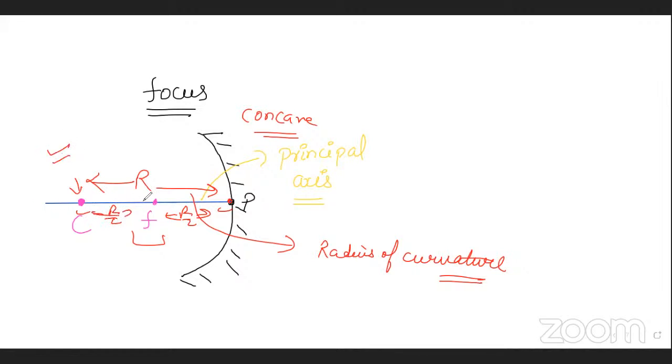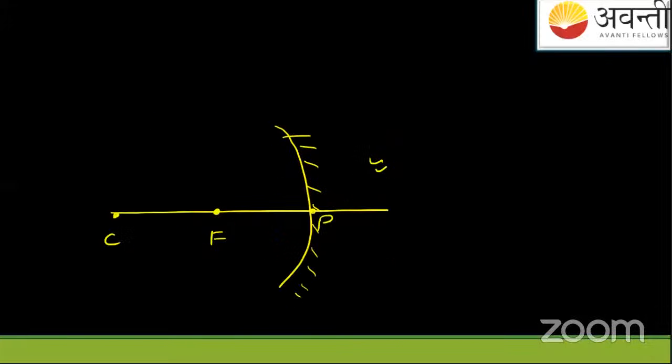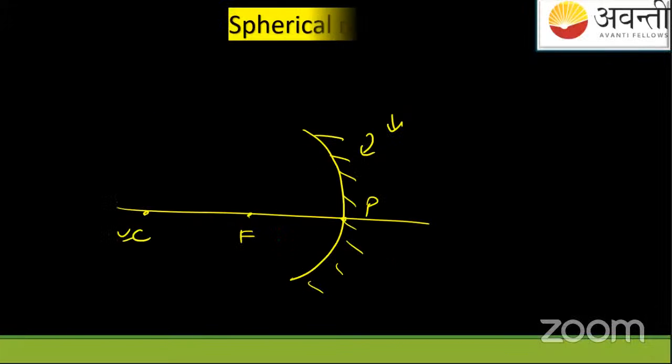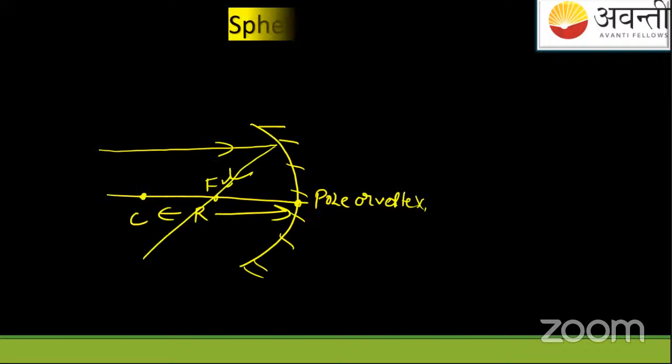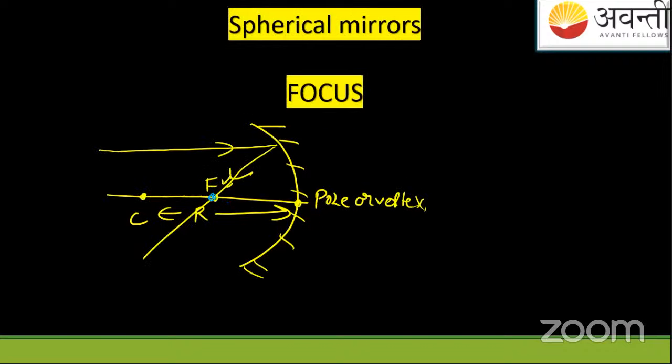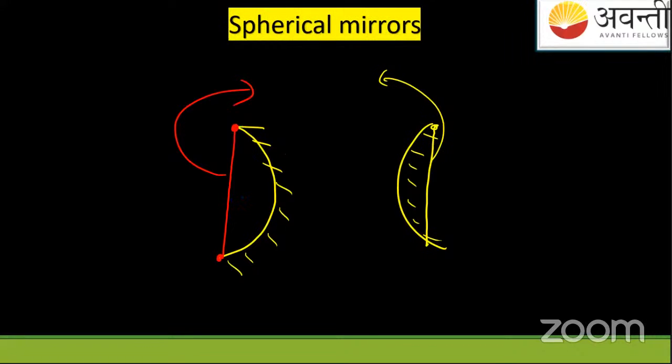So are all these points completed or not? We understood principal axis, pole or vertex, focus, and the center of curvature, the point which is at R distance from the pole. We understood the focus point also. We understood aperture. Now let us talk a bit about aperture.